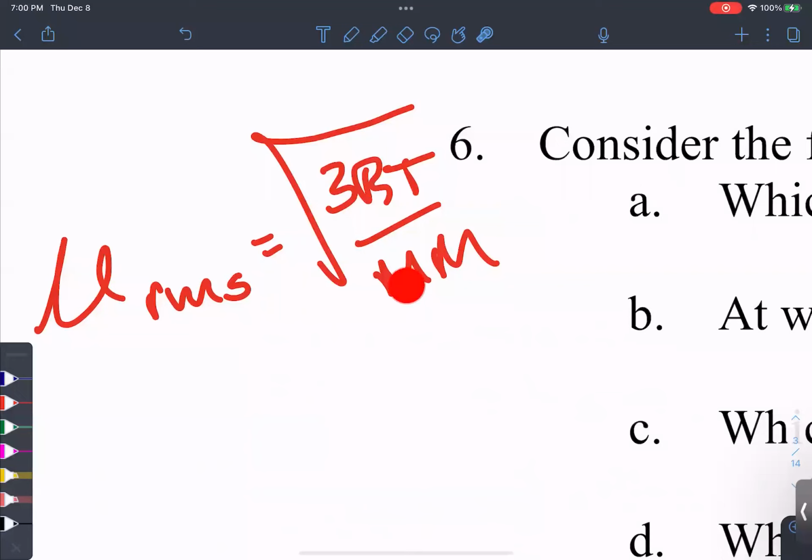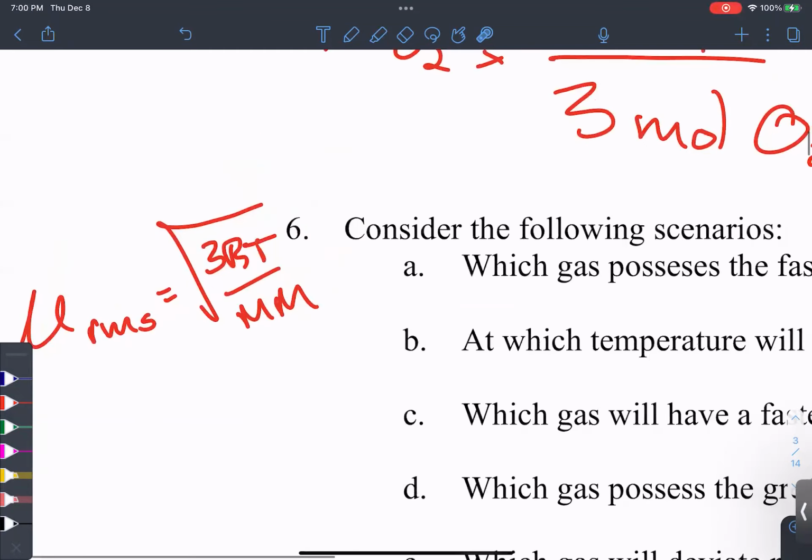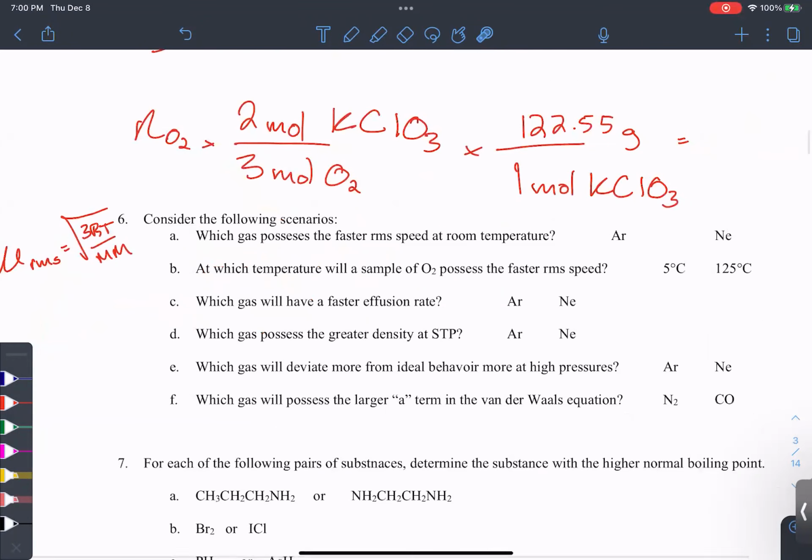What about this, molar mass? What happens if we compare heavy particles to light particles? How does root mean squared velocity change? Light particles move faster, heavy particles move slower. All the trends are in this equation. So what gas possesses the higher root mean squared speed at room temperature? Neon, yes, because it is lighter.